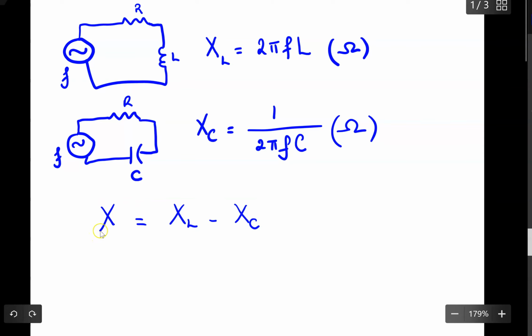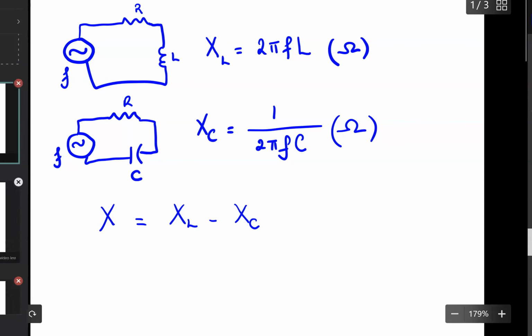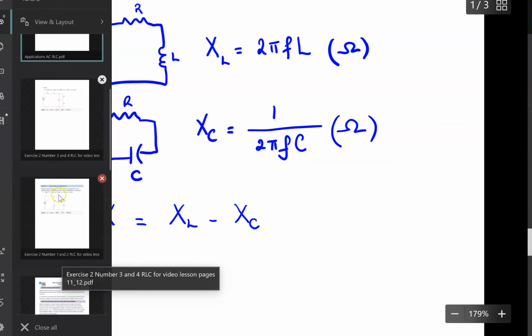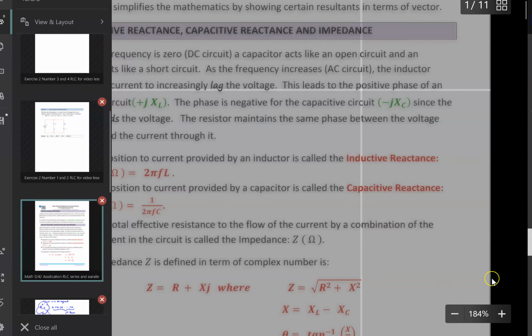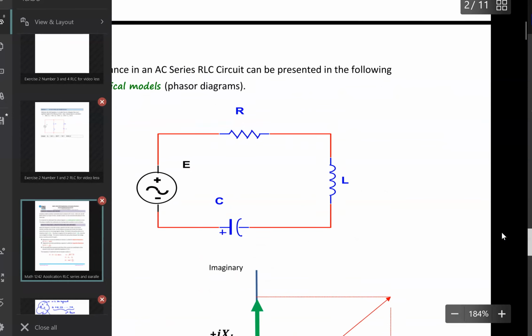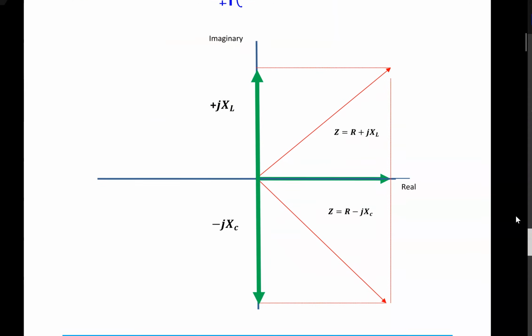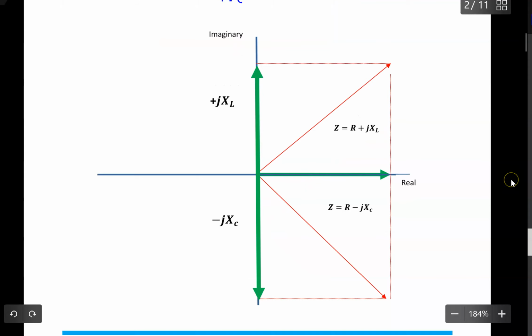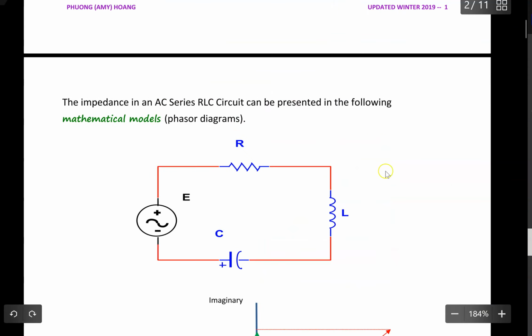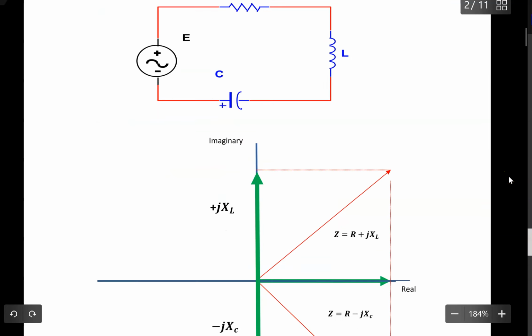So let's get back to our diagram, or the mathematical model for this series RLC circuit. Honestly, I love to use the terminology mathematical models because mathematicians create this concept so all the engineers can calculate the impedance or analyze this AC RLC circuit.